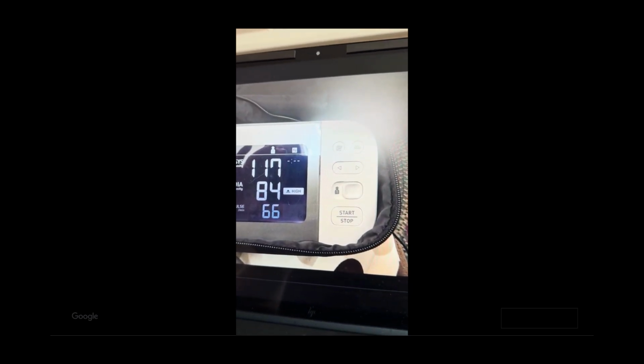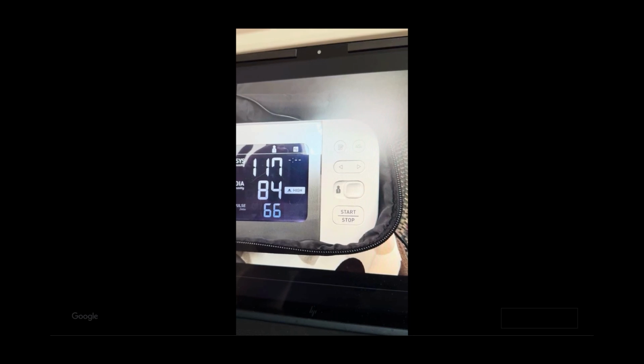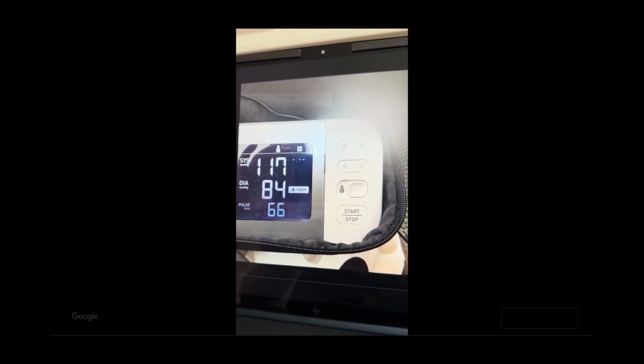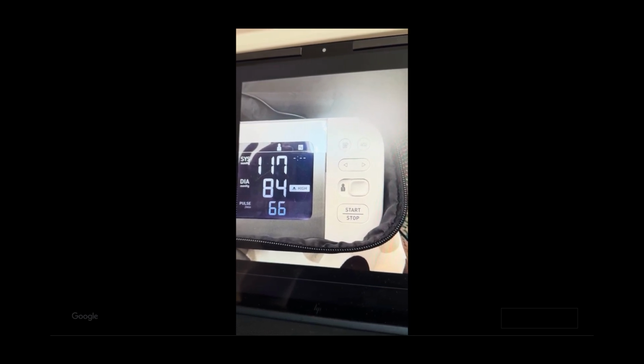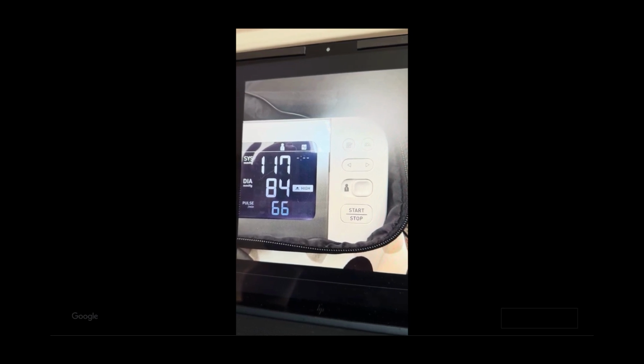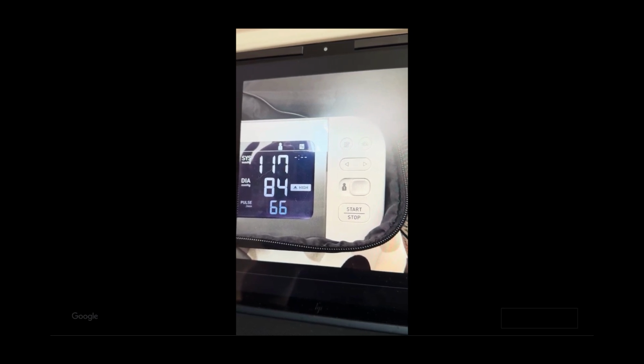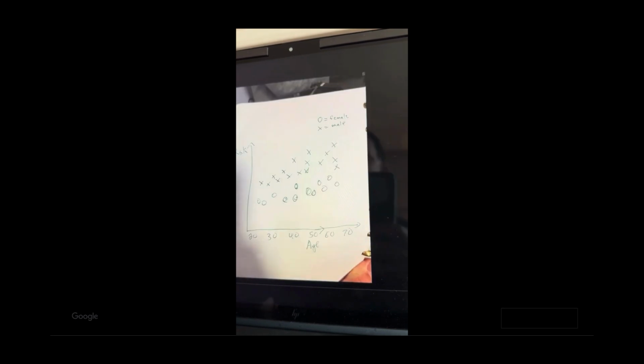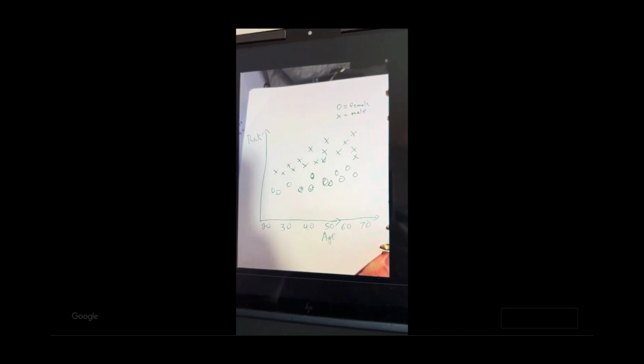How about this? I hope she's feeling... That's a blood pressure monitor displaying a reading. It shows a systolic pressure of 117, a diastolic pressure of 84, and a pulse rate of 66. Great. Explain these data.